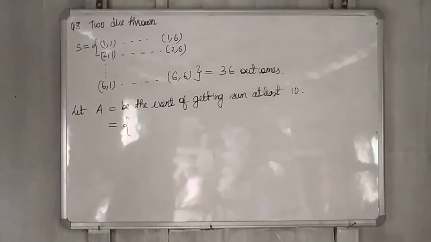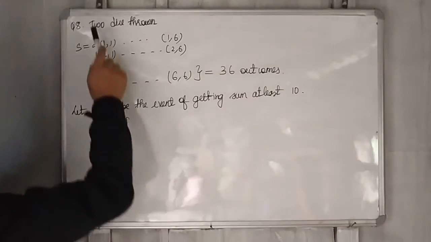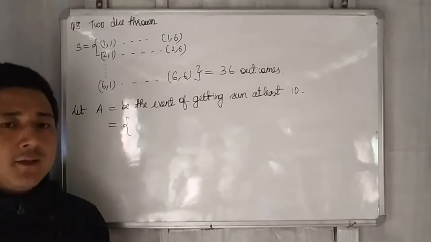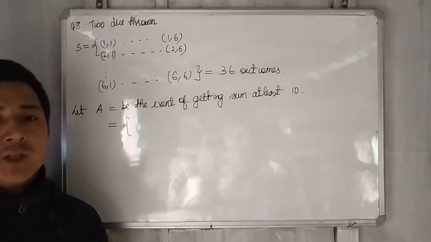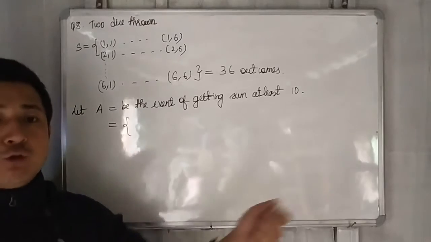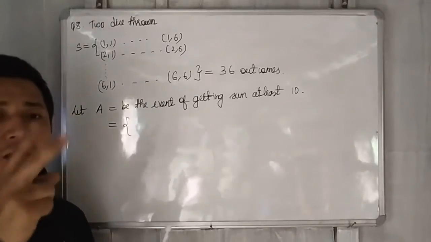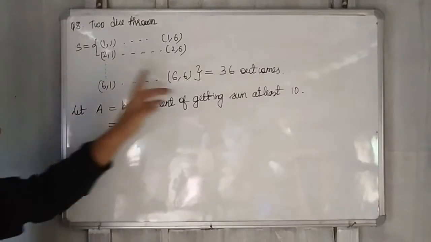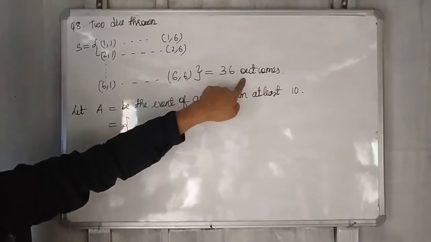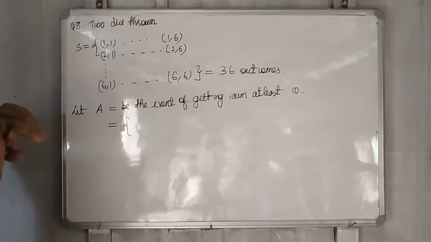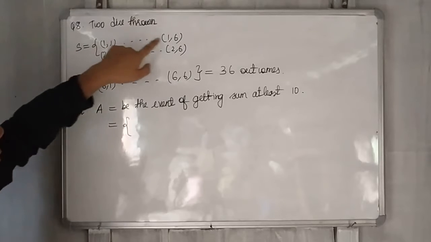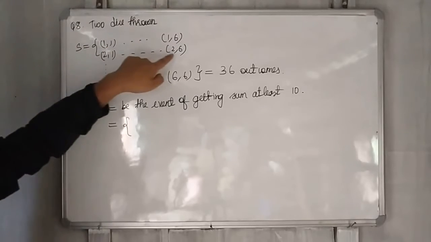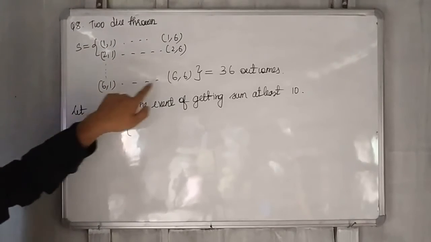Alright boys, let's move on to question number 8. Your question number 8 says, 2 dice are thrown once. 2 dice are thrown together. Remember, we have done question number 6. When you throw 2 dice at the same time, we will be getting 36 outcomes, and the outcomes will be in the form of 1,1; 1,2; 1,6; 2,1; 2,6; 6,1 till 6,6.